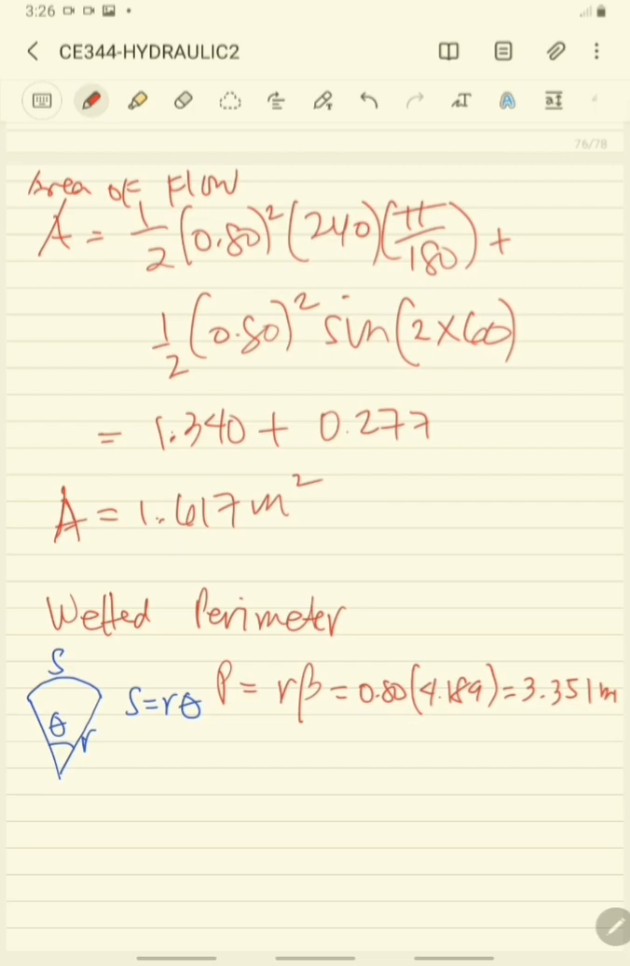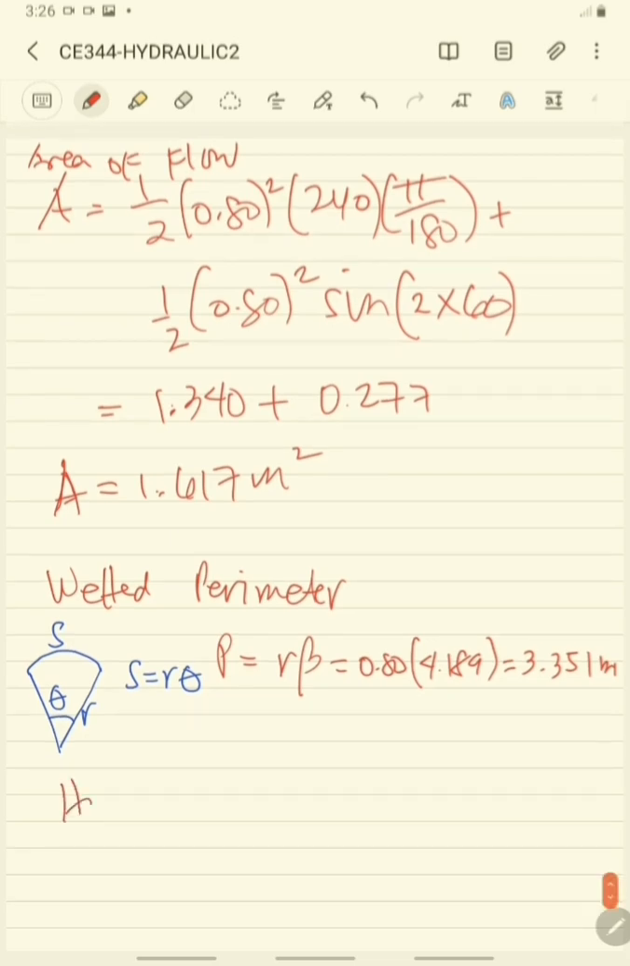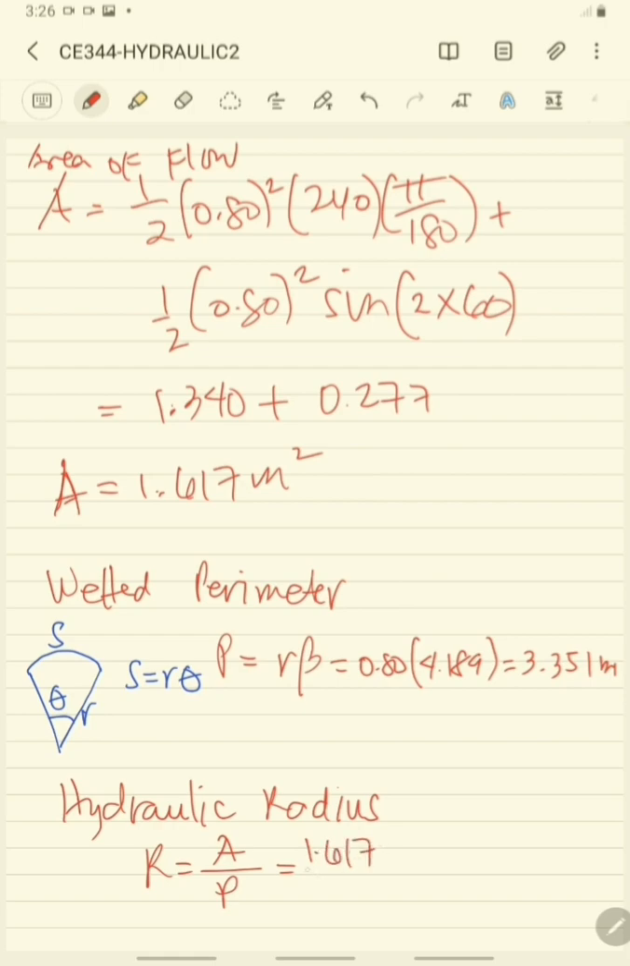For our hydraulic radius, it is just equal to area over P. So the area is 1.617 divided by 3.351, which is equal to 0.483.